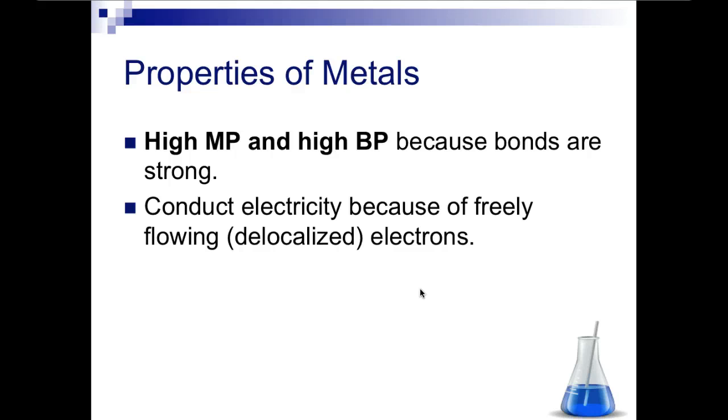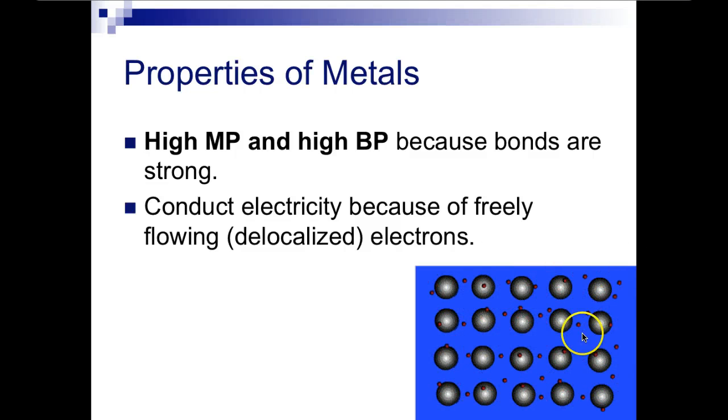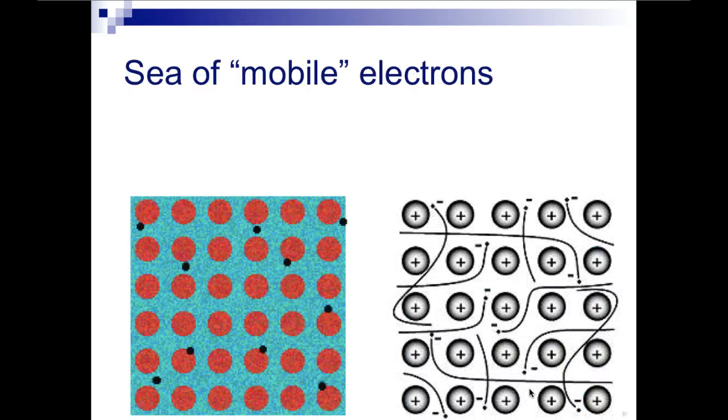Properties of metals, they have high melting points and high boiling points because the bonds between metal atoms are strong. They conduct electricity because of the free-flowing delocalized electrons. Remember, we talked about that. That sea of moving electrons is a very, very good characteristic of metallic compounds.